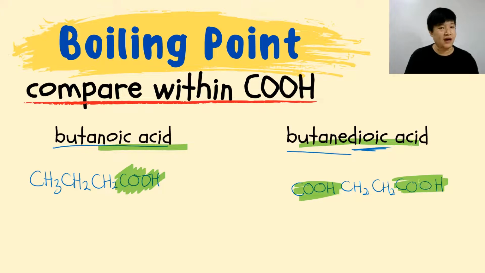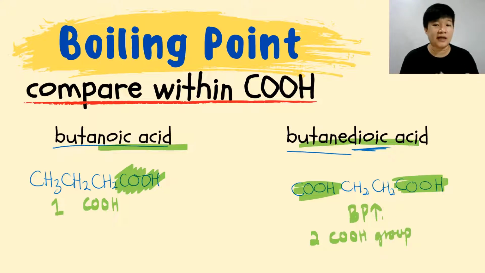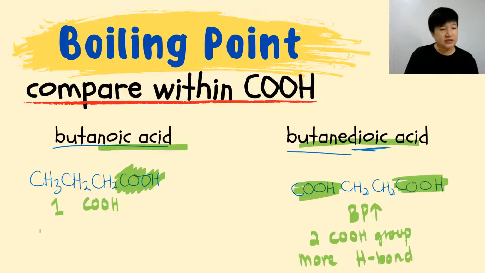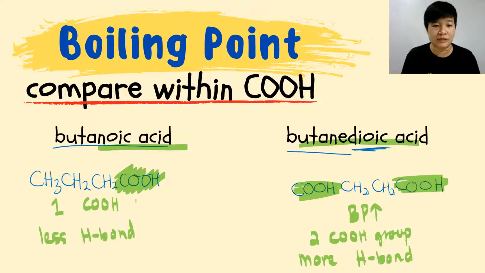And which one will have a higher boiling point? Obviously, this one will have a higher boiling point because your butanoic acid only has 1 COOH group, while this one has 2 COOH groups. Therefore, which one can form more hydrogen bonds? Your butanedioic acid will definitely form more hydrogen bonds. Compared to your butanoic acid, we still have hydrogen bonds, but we will form fewer hydrogen bonds because the number of COOH groups is lower.